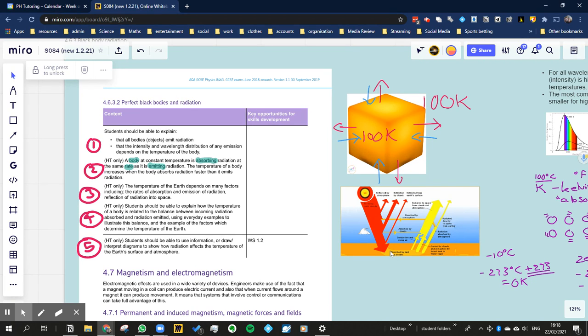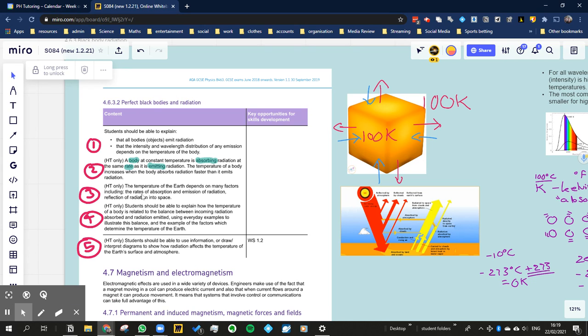Otherwise, our planet would be way too cold. But if there's too much of it, if there's not the right balance, then it's going to keep reflecting it back into the surface, and so we're not emitting the radiation quickly enough, and so the planet heats up. So that's really what point 3 wants you to say. Let's have a look at point 4.